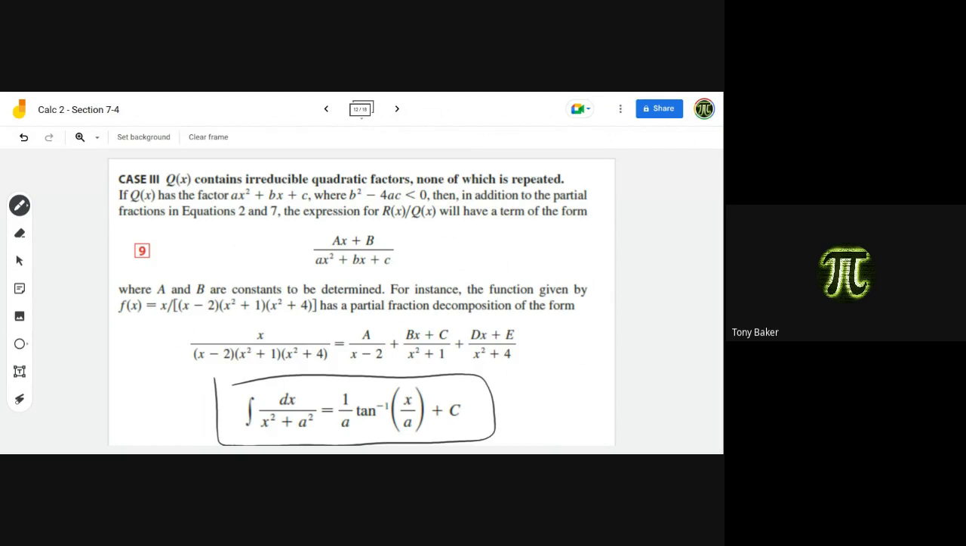Notice that the linear term is exactly the same as what we were doing before. It's just a over the number. The quadratic term has a linear thing on top. It's basically the numerator has to be 1 degree lower than the denominator. So that's why I have dx plus e, because I have a quadratic on the bottom. I need to have a linear equation on the top.